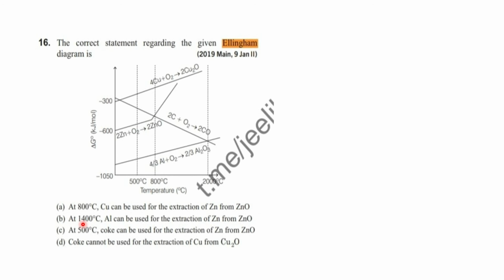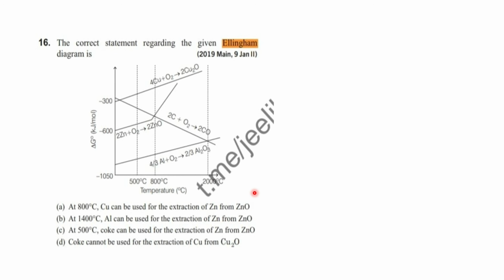And then the second one, at 1400 degrees centigrade, aluminium can be used for the extraction of the zinc from the zinc oxide. So where is 1400 degrees centigrade? Somewhere here, right? Somewhere here, 1400 degrees centigrade. So if you extend here at 1400 degrees centigrade, aluminium is actually placed below. Aluminium is placed below and zinc is above. Of course, this can happen. Your second answer seems to be the correct one.